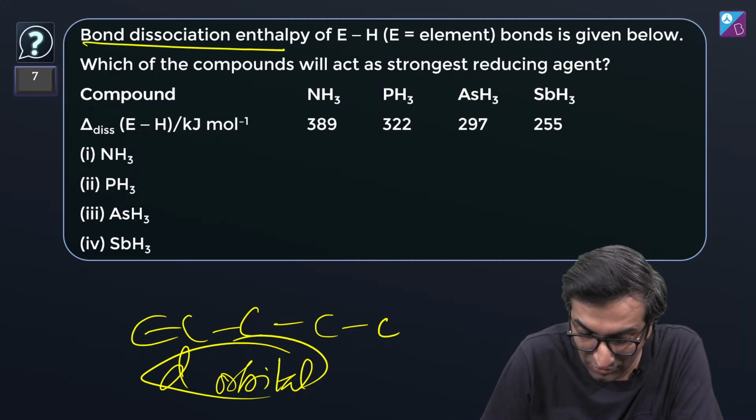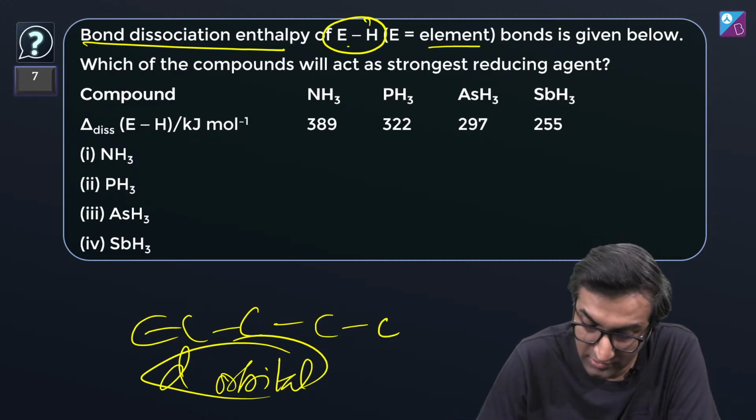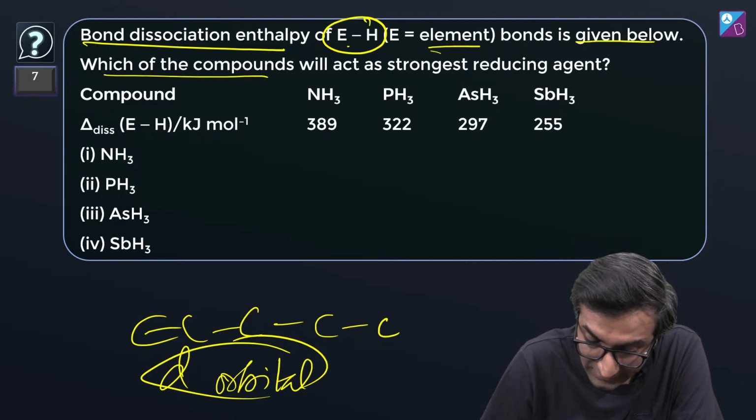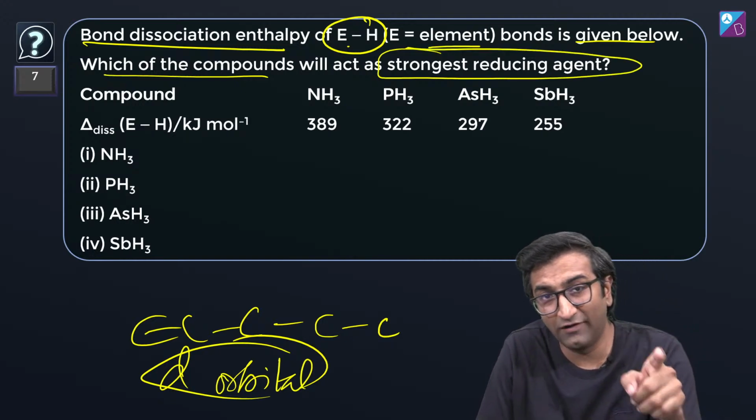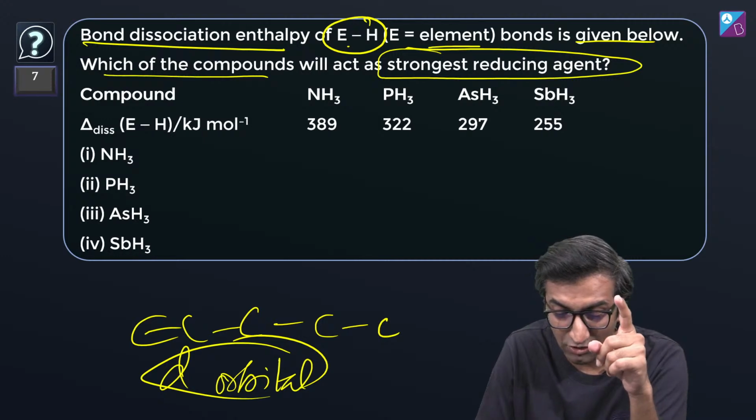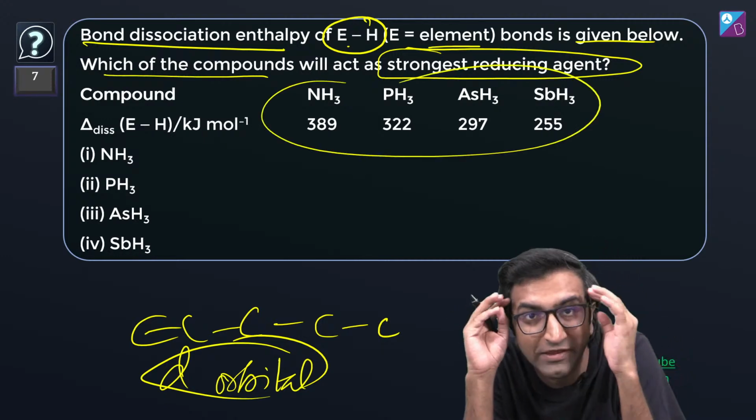Bond dissociation enthalpy of EH, where E is the element and H is hydrogen, is given here. Which of these compounds will act as the strongest reducing agent? This is a wonderful question. A lot of you on the chat right now are going to figure this out without even looking at these numbers, because you know the answer.